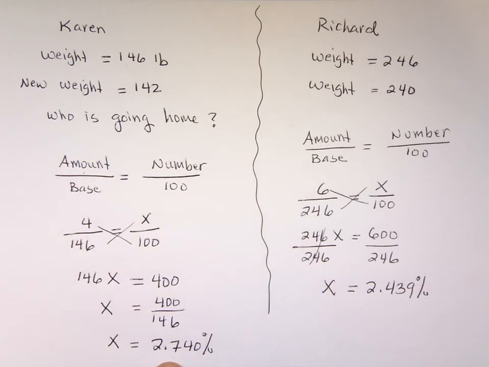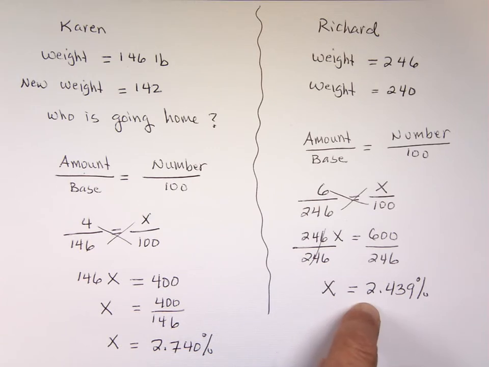Percentage-wise, Karen did a better job than Rick. So Rick is going home, Karen stays till next week. And that's how that show's done, The Biggest Loser. Every week, somebody will go home. The one that lost the least percentage, in this case Rick, will go home, and they continue the process till at the end there's a winner.